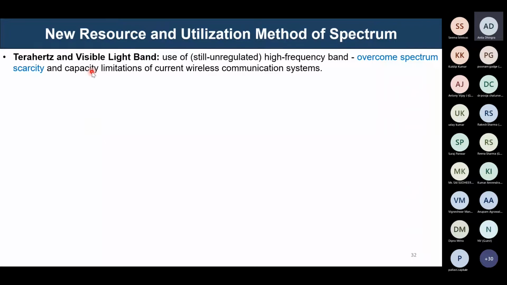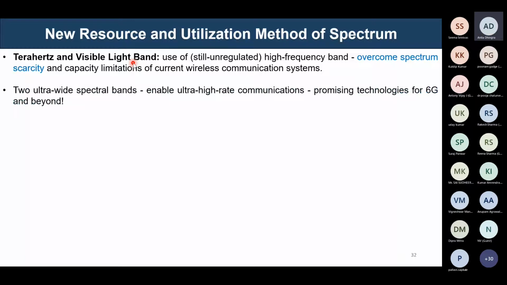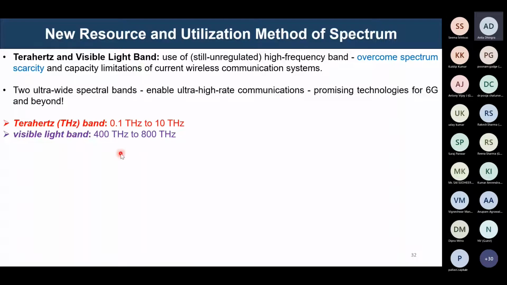Why are we going to terahertz and visible light? Because the current spectrum is licensed and almost everything is occupied. 4G is sub 6 GHz, so that's why we are going for 5G, but sooner or later it will be occupied. So people are looking at terahertz. It's a very wide band, unlicensed and unregulated, from 0.1 terahertz to 10 terahertz. The visible light spectrum is 400 terahertz to 800 terahertz. Spectrum scarcity is not there, so we can go with that. Really, we have a very wide spectrum here.